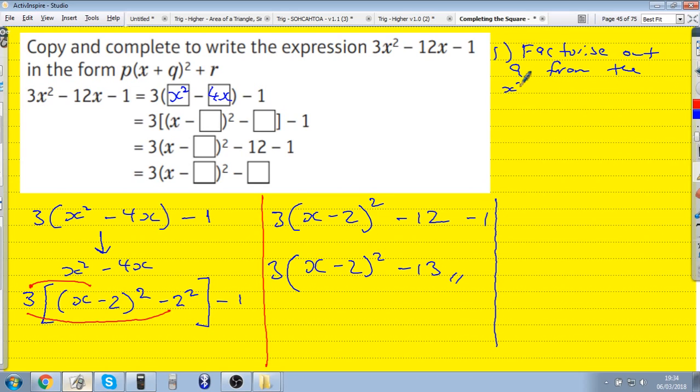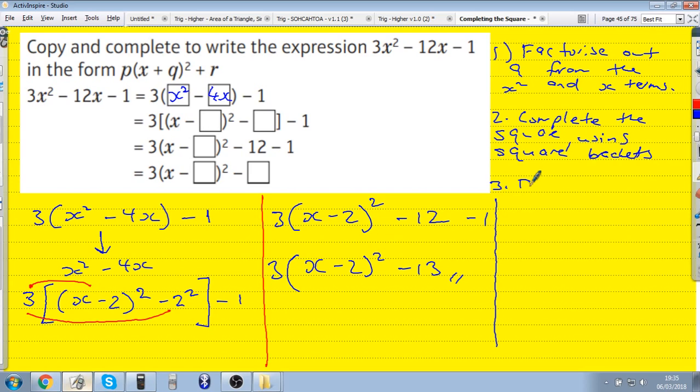Step 3, expand the square bracket only. So you don't expand the perfect square. Expand the square brackets only, I should say. And then step 4 would be simplify. So you're not expanding the double bracket, and it's just the 3 or whatever it is that goes at the front.